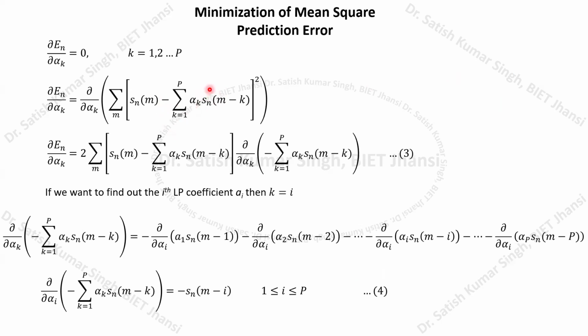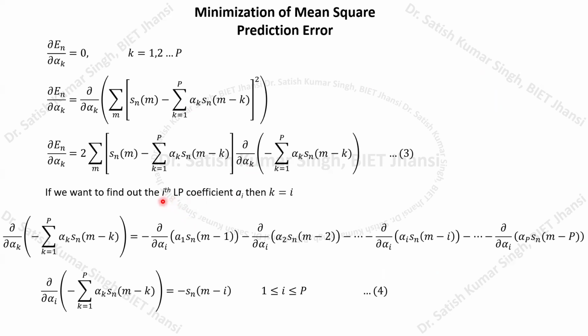So if we perform the differentiation of the second function, dou upon dou alpha k, this value will be minus sum over k equals 1 to p alpha k s n minus k. Now we have to actually evaluate this particular differentiation. What will be the result? Because this k value is varying from 1 to p, we have to consider a particular value of k in the range 1 to p. So let us suppose we want to get the ith linear predictor coefficient.